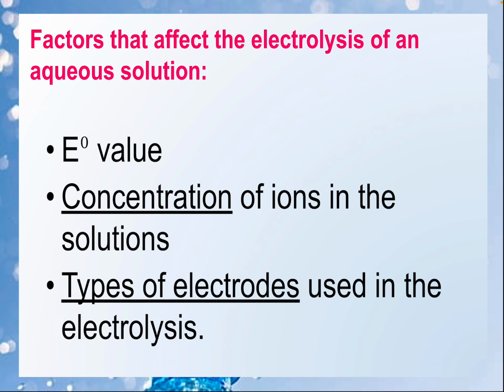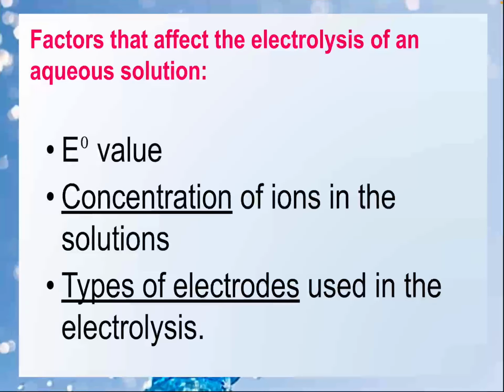Yang pertama adalah E0 value. Yang kedua adalah concentrations of ions. Dan yang ketiga adalah type of electrode. So hari ni cikgu nak share yang faktor pertama sahaja.